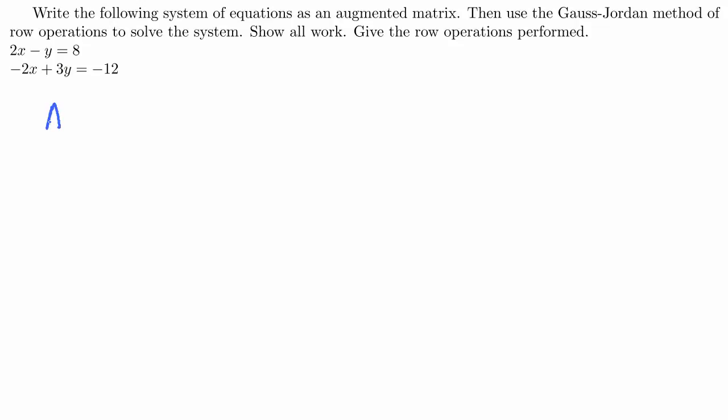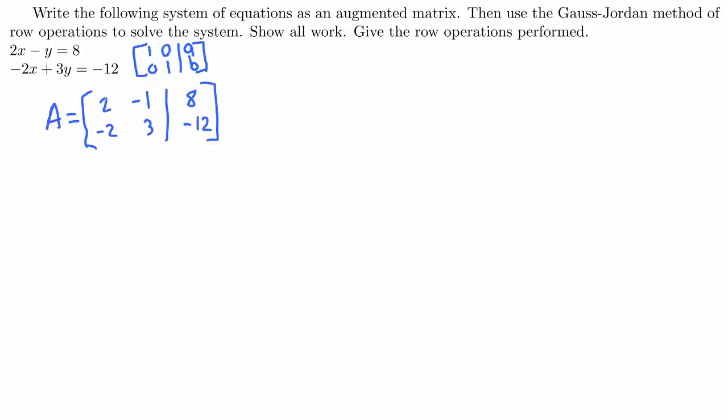What I'm going to do now is start out with the augmented matrix. I'm going to call it matrix A, and I'm going to go with the coefficients 2, negative 1, 8, negative 2, 3, and negative 12. And I'm going to put a line right here that separates the coefficient matrix from the constant vector. Now, because this is a 2 by 3 matrix, we want to put this in the form of 1, 0, a, 0, 1, b.